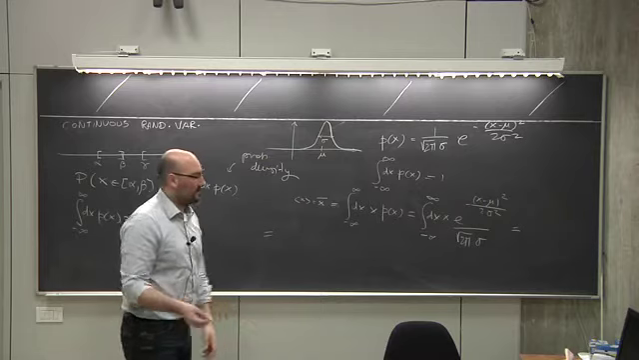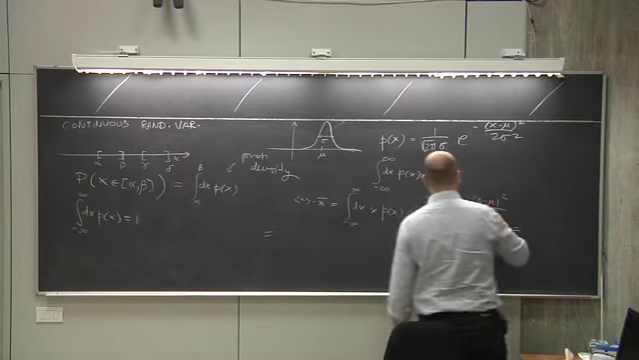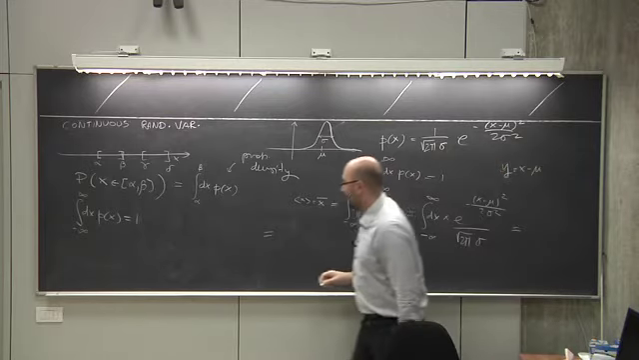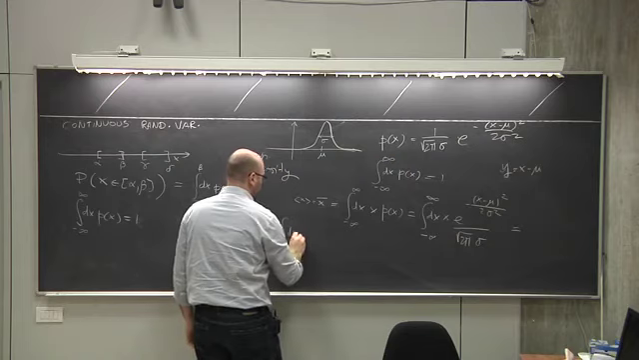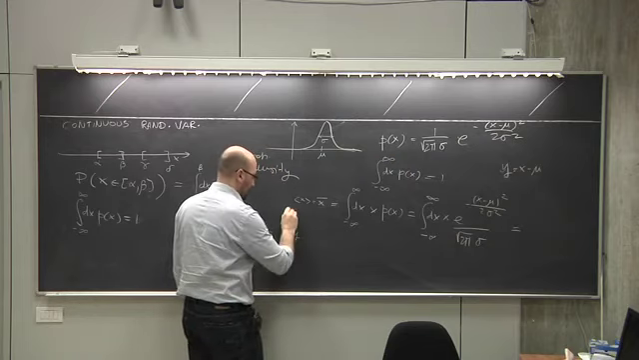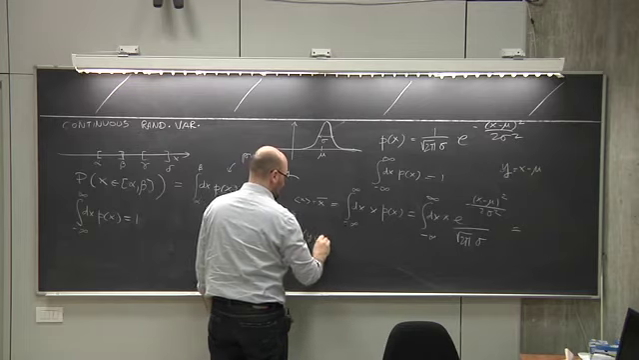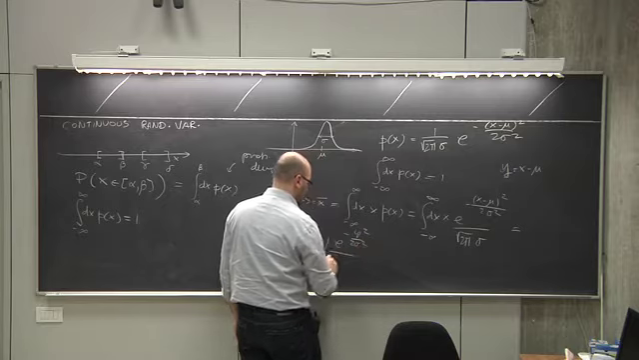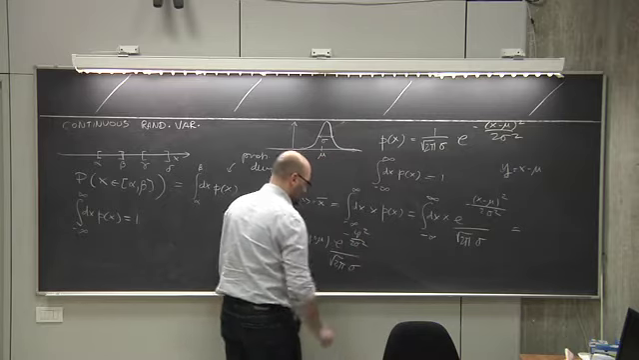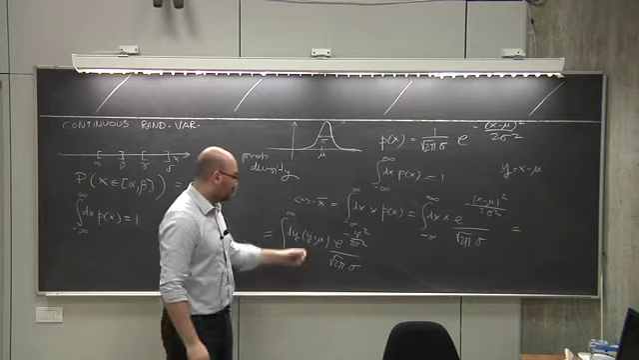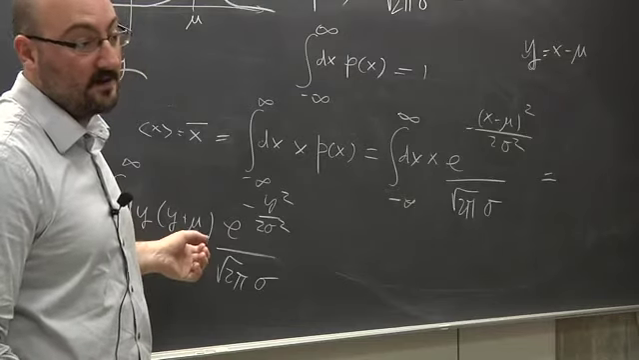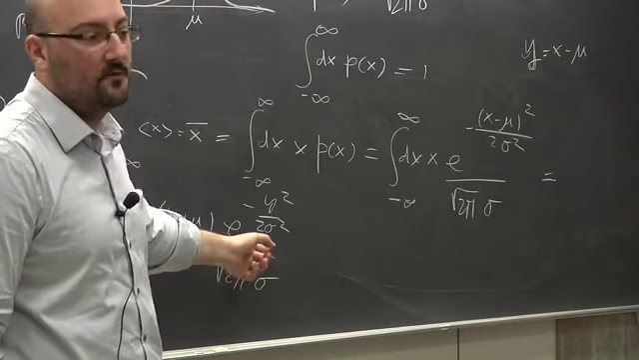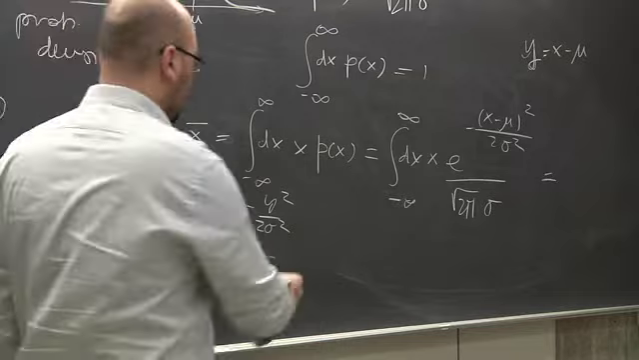Okay, so there is an easy way. When you have this thing, you just change y is equal to x minus mu. Then it becomes the integral in dy, y plus mu, e to the minus y squared divided by 2 sigma squared, over root 2 pi sigma. You split the integral. The integral with y is equal to 0 because it's antisymmetric. And the second integral is mu times the integral of this function, which is 1. So this is mu.